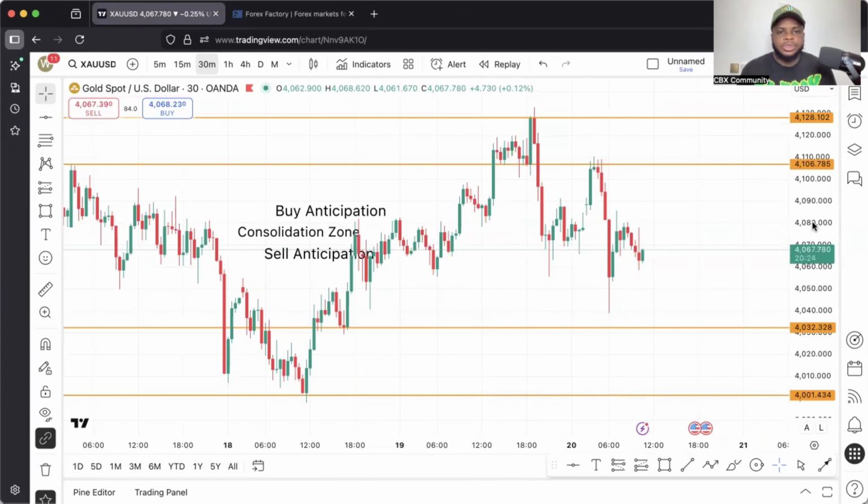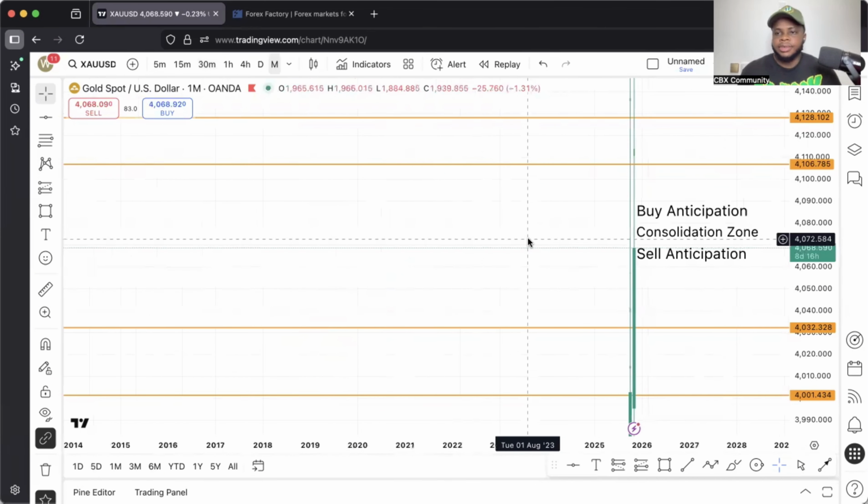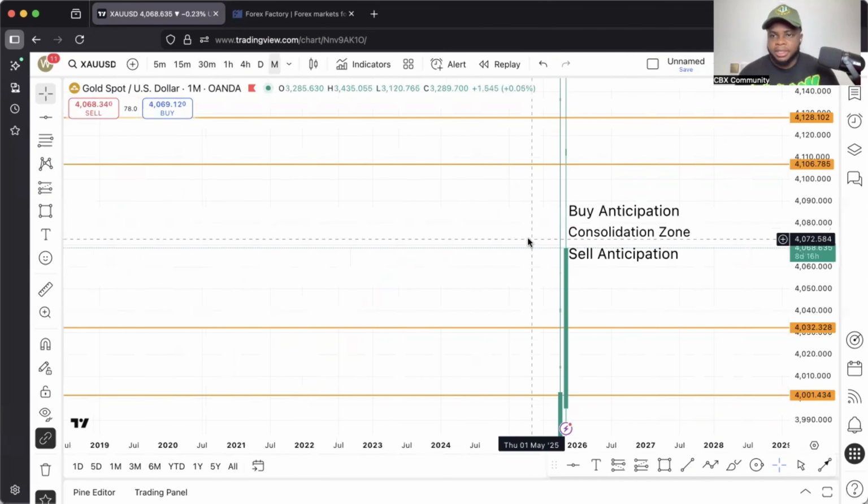So let's analyze the market structure. Like we always do, let's look at the monthly chart, the daily chart, the H4, and the 1 hour and 30 minutes. So let's go to the monthly chart just for us to have an idea what we are anticipating the market to give to us.